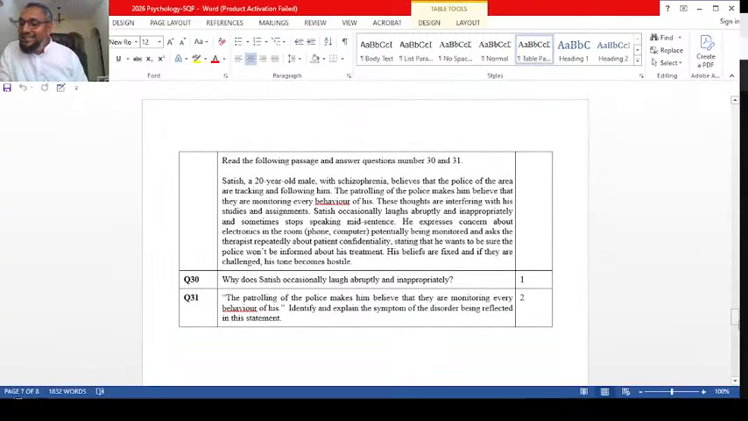Now the case study. These case studies are very interesting for us, my children. Satish, a 20-year-old male suffering with schizophrenia, believed that the police... You can read the case study. Why does Satish occasionally laugh abruptly and inappropriately? Question number 30, it is basically a positive symptom of schizophrenia. He occasionally laughs abruptly and inappropriately. Inappropriate affect.